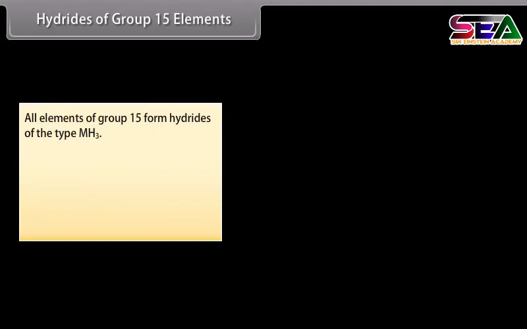Hydrides of group 15 elements. All elements of group 15 form hydrides of the type MH3.